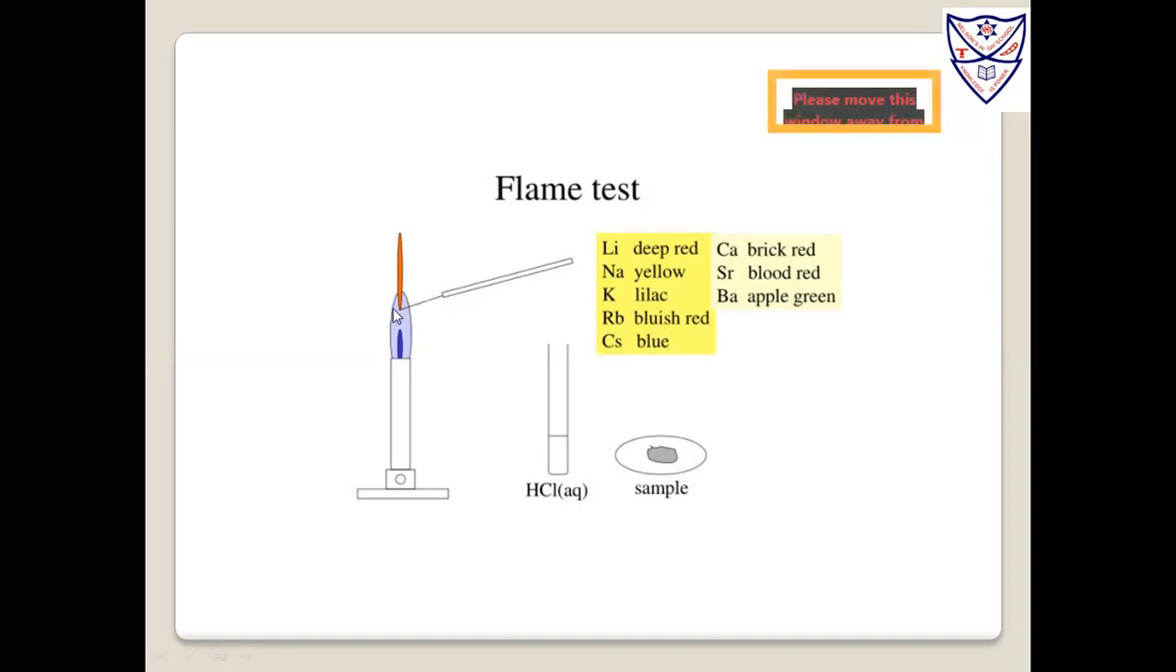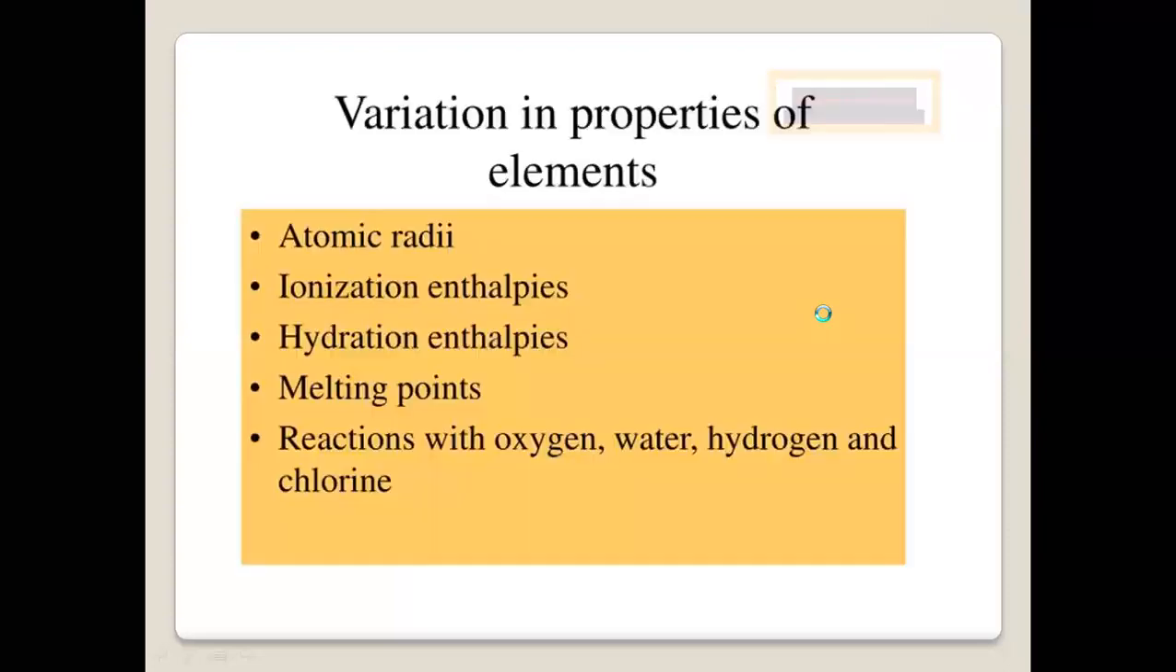It should be kept in the outer layer where it shows the yellow one, not the inner or in the middle. Then only can we see the clear flame. In group 2, calcium is a brick red color. Strontium is a blood red color. Then barium is an apple green color. This is the flame test.